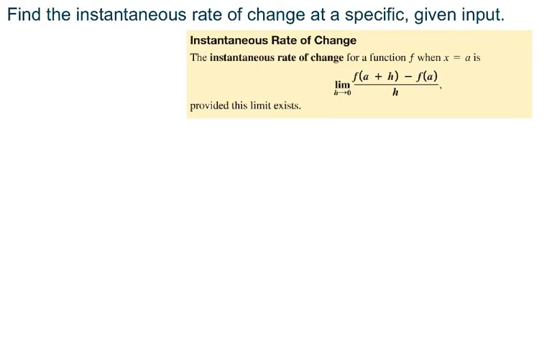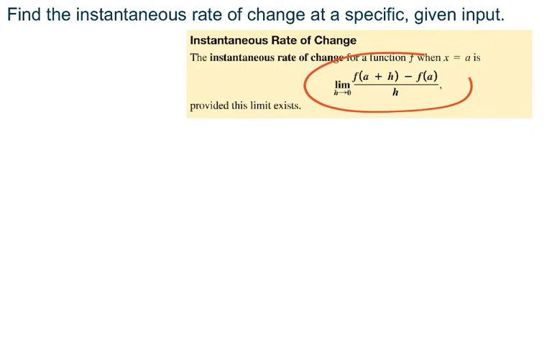Welcome. In this video, we're going to do a few examples where we apply this instantaneous rate of change formula to find the instantaneous rate of change at a specific given input, or essentially an x value. So this formula written on the page gives us instantaneous rate of change. We're looking at the limit as h approaches 0 of the difference quotient f of a plus h minus f of a divided by h.